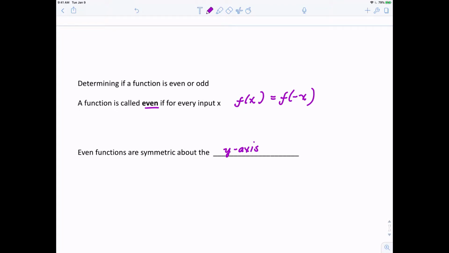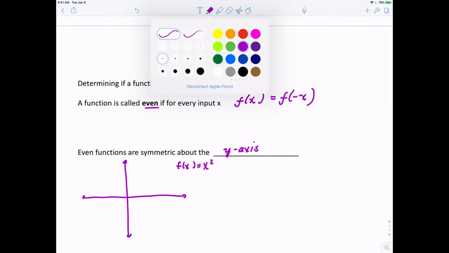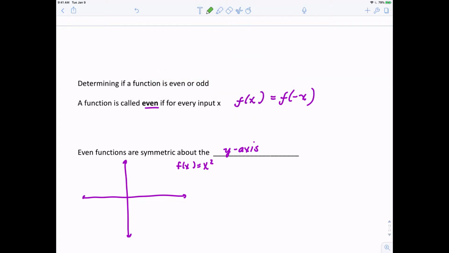So let's take a moment and graph a little bit about what that means. One of the easiest even functions to take a look at is f of x is equal to x squared. And you might want to take a moment to graph this using Desmos to get a better picture. I'm just going to sketch a picture of what that graph would look like. So that graph would look something like this.